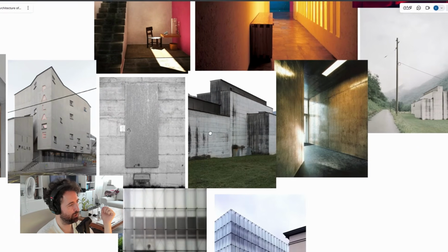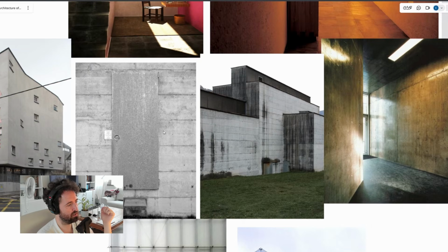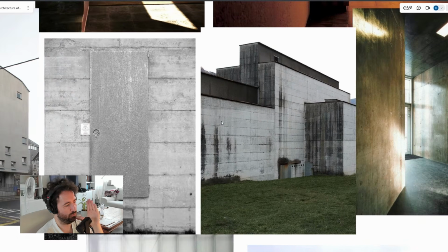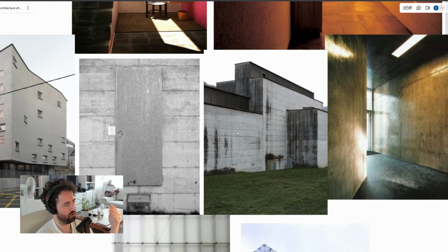Again, this is work by Peter Märkli, which is incredible. It's almost as if you can read the loose softness, the dematerialization of the fabric of the building underneath, but then the environment, the weather and time add to that surface, which make it even richer.